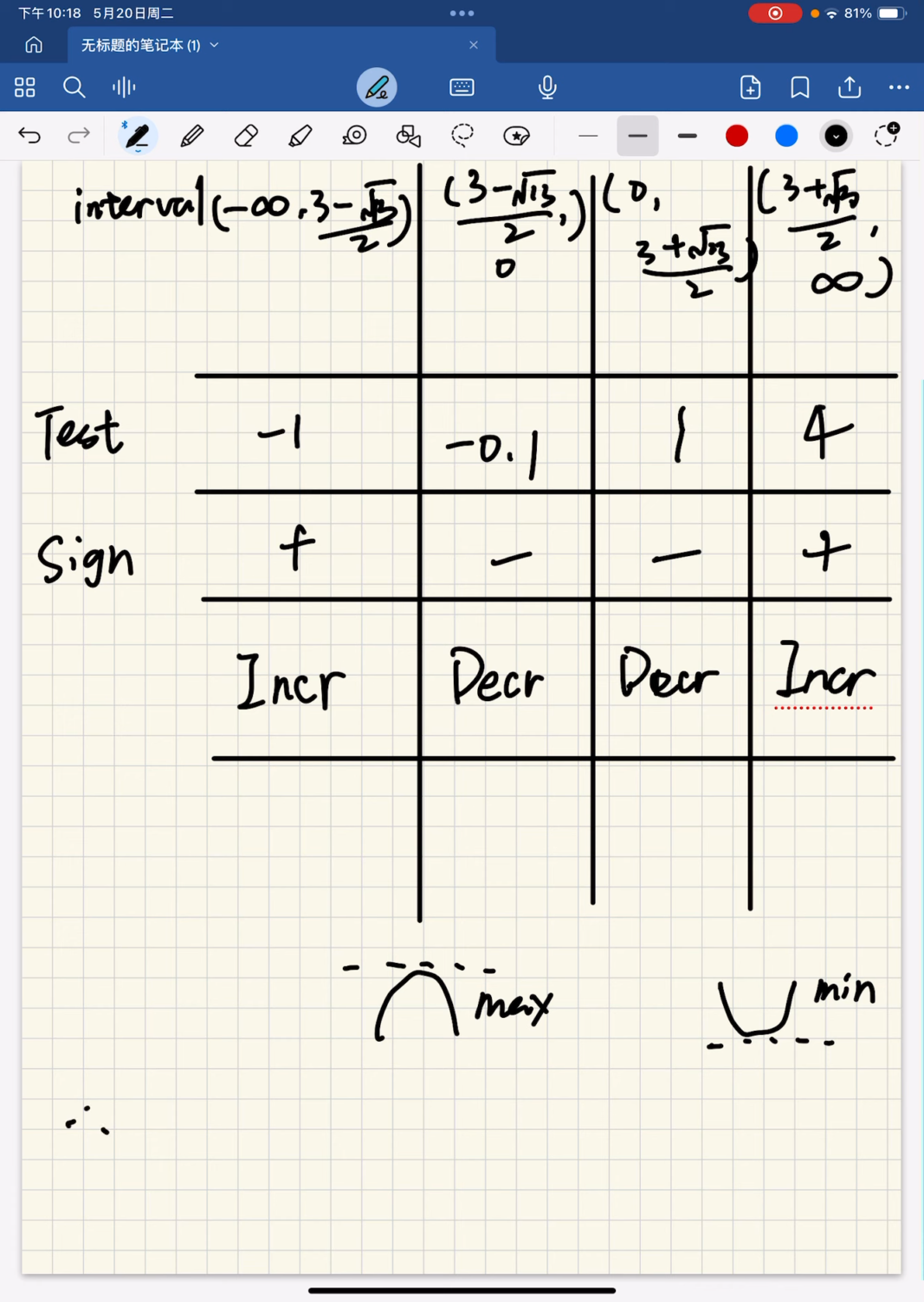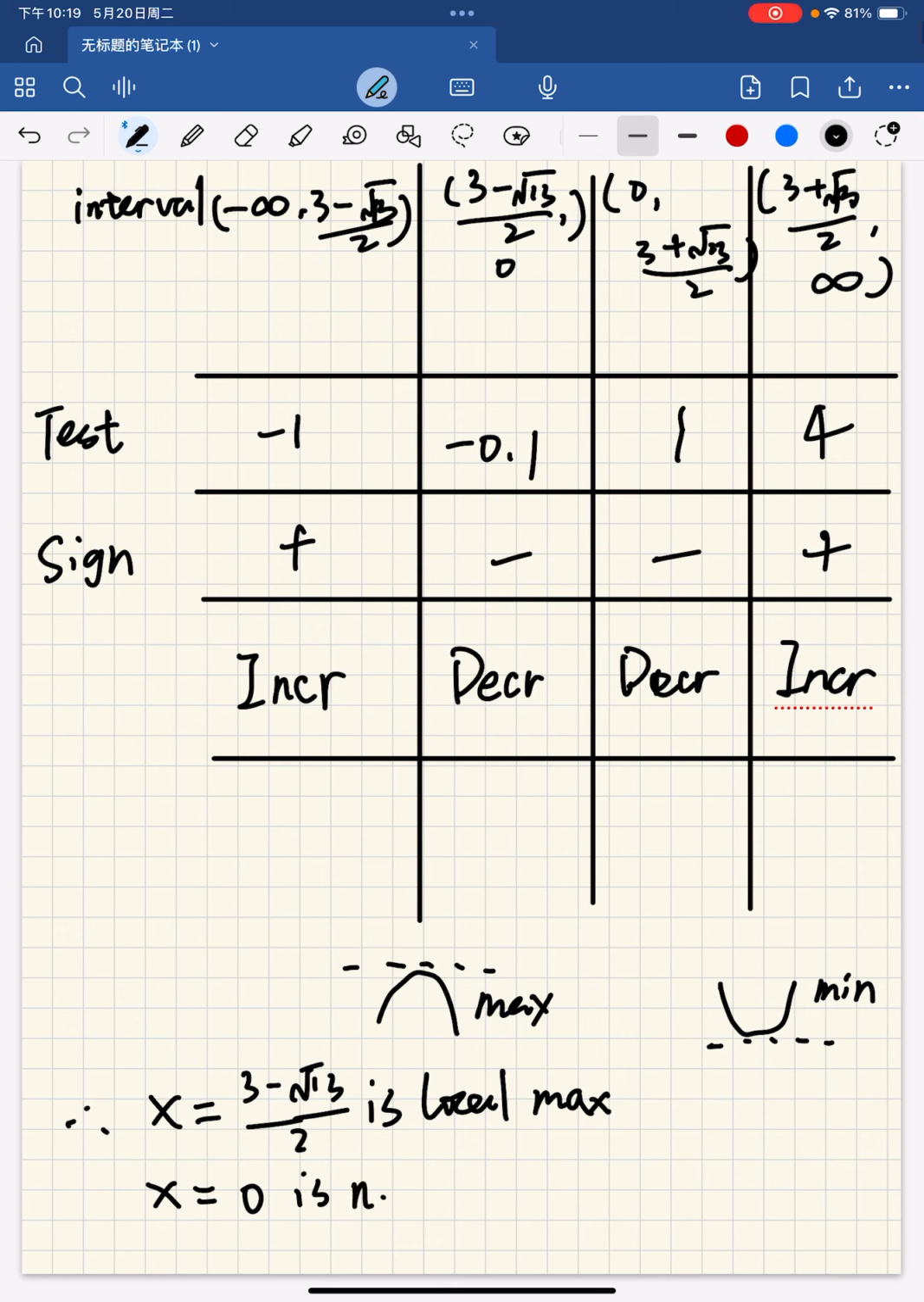Our final answer will be x equals to the first critical point is a local max, x equals to 0 is neither, and x equals to 3 plus is the local minimum.